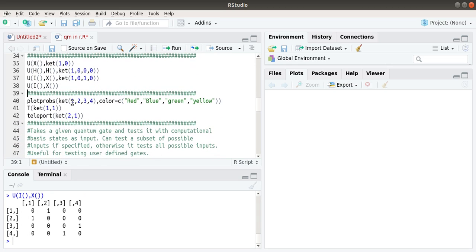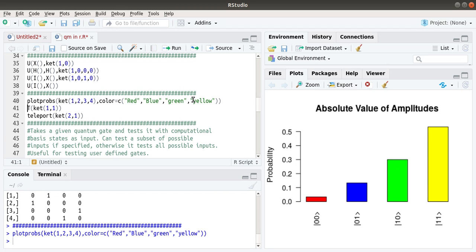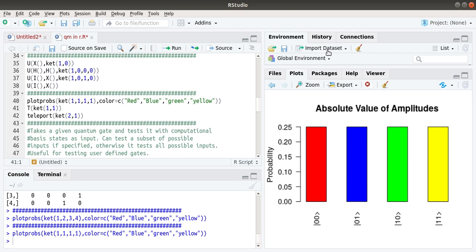So if you want to plot the probability of a particular state, you have the command plot probability of the particular get, and you can add the corresponding colors for that. So for each of the particular values, the probability of occurrence or state, probability of that state is shown in this picture. You can change the values, say 1, 1, 1. You will get equal probabilities, that is 0.25 for each of the states.